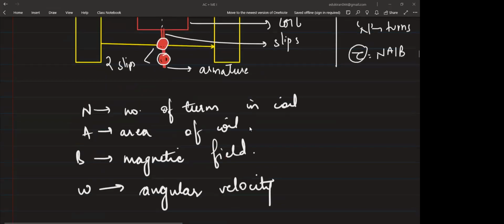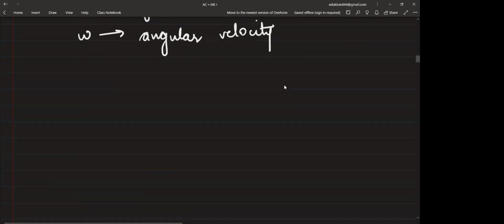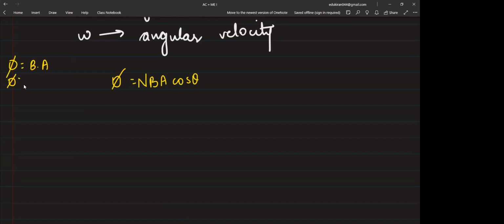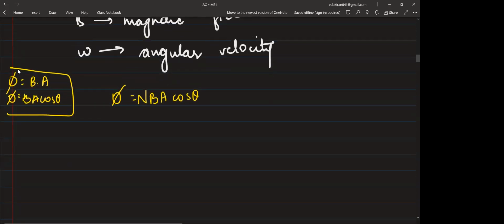See, N is the number of turns in the coil, A is the area of the coil, B is the magnetic field, and omega is the angular velocity. Angular velocity means the velocity with which the coil is rotating. Now, since we have not done flux, but the formula of flux, I'll tell you, it is actually B dot A, that is BA cos theta. Now, since N number of turns are there, I'll put it as N. Flux is equal to N B dot A, which is equal to NBA cos theta. What is phi? Phi is the magnetic flux. It's not written here, I'll write it here.